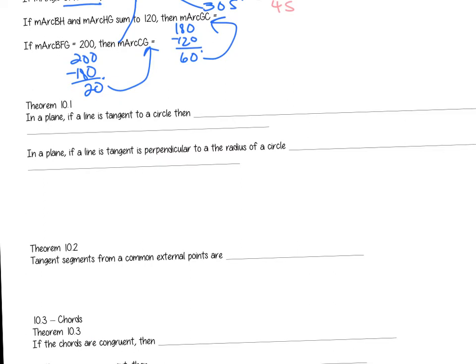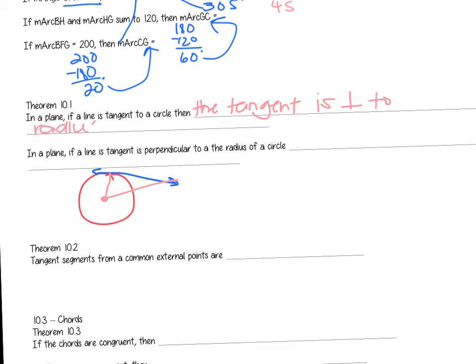Okay, also in this section were the theorems about tangent lines hitting the circle. Theorem 10.1 said, and it was an if and only if, which is why I have it written twice. In a plane, if a line is tangent to a circle, so if you want a visual, a circle and a tangent, what happens? It's perpendicular to the radius, not a chord, which means it's also perpendicular to the diameter.